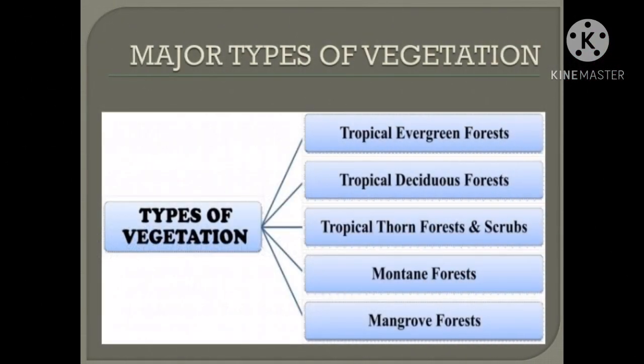Major types of vegetation: tropical evergreen forest, tropical deciduous forest, thorn forest and scrubs, montane forest, mangrove forest.